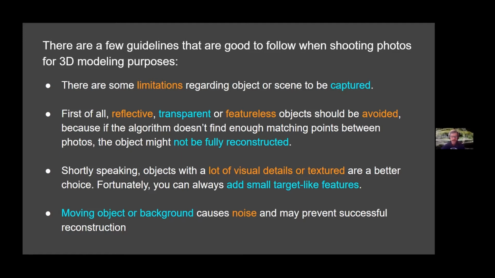And as I mentioned, first of all, reflective, transparent, featureless objects should be avoided because if the algorithm doesn't find enough matching points between the photos, the object might not be able to fully construct. Shortly speaking, objects with a lot of visual details or texture are your better choices, right? Something that has a lot of detail to it, which I will actually do a live scan of here tonight. And moving objects or backgrounds, which cause noise, may prevent a successful reconstruction.